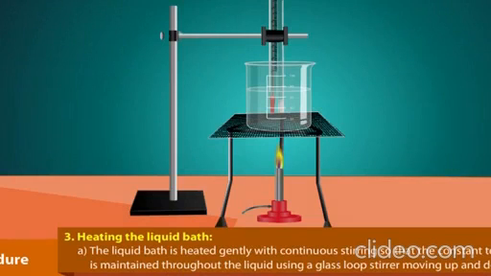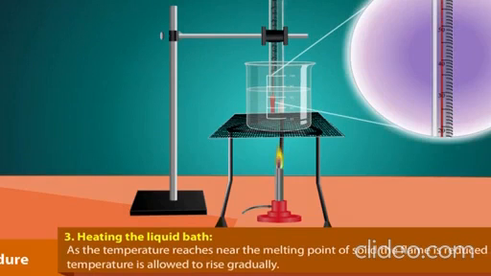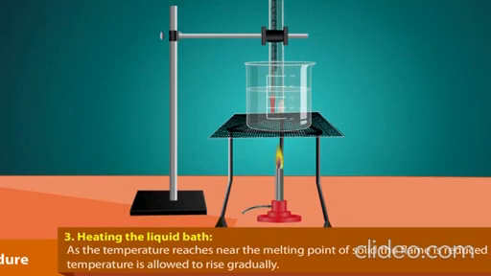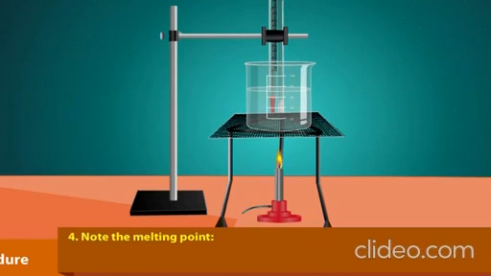The liquid bath is heated gently with continuous stirring so that a constant temperature is maintained throughout the liquid, using a glass loop stirrer moving up and down. As the temperature reaches near the melting point of the solid, the flame is reduced and the temperature is allowed to rise gradually. Note the melting point.